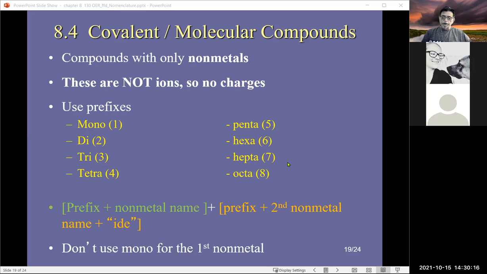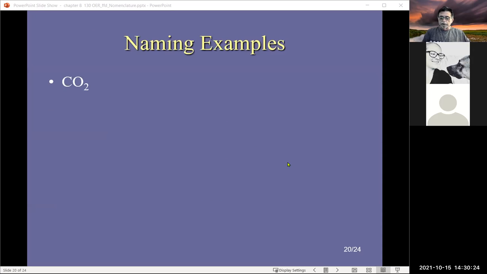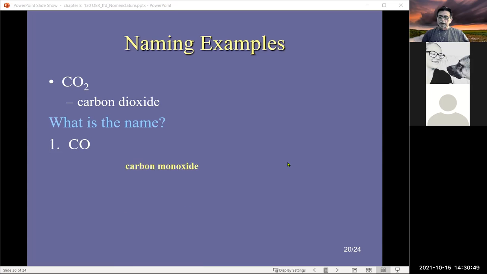If the first nonmetal is by itself, we just leave it alone and give it its name. A classic example is C with 2 oxygens, aka carbon dioxide. Only one carbon, so we just leave it as carbon, and then di because there are two oxygens. When you have one oxygen, now you use the prefix mono. So we have carbon monoxide, totally different, as you well know, than carbon dioxide.